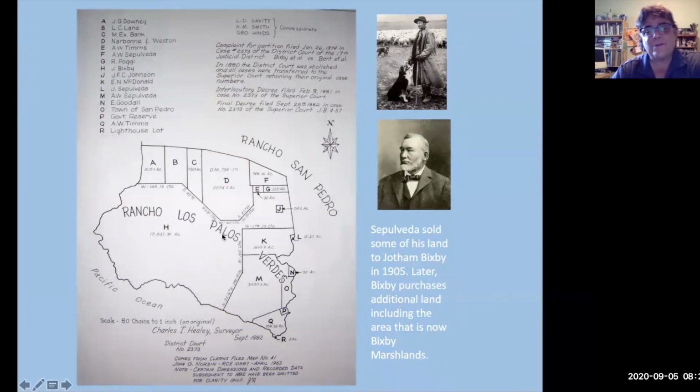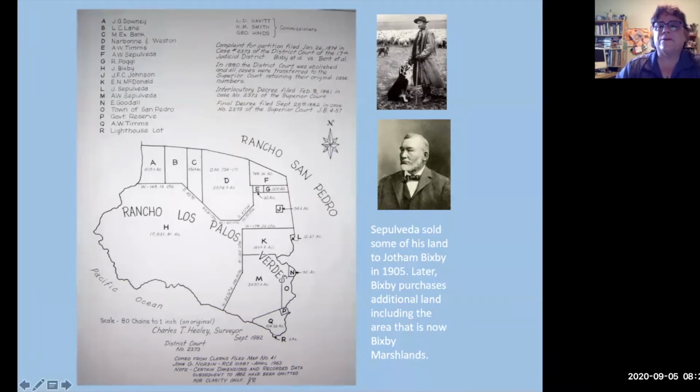Mr. Sepulveda was involved with a lot of stuff, and he was doing a lot of work, and he started running into financial difficulties. So he started selling off his land. Originally, he sold off this part, Area H, to Mr. Jotham Bixby. And slowly, Mr. Bixby ended up getting all of these areas. So that's how it's called. Remember, we're located right here. That's how we ended up being the Bixby Marshlands.